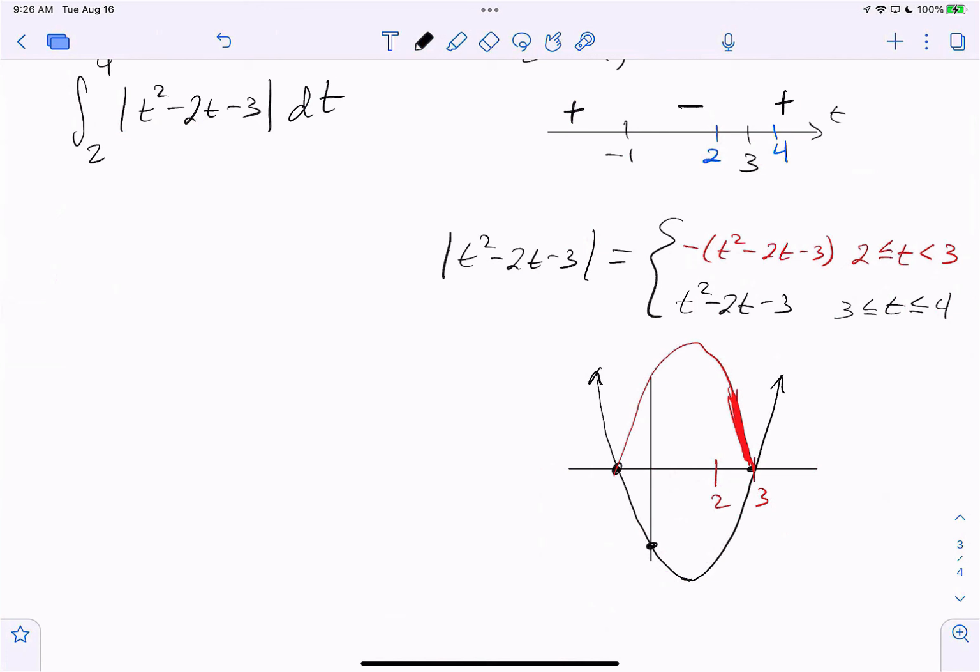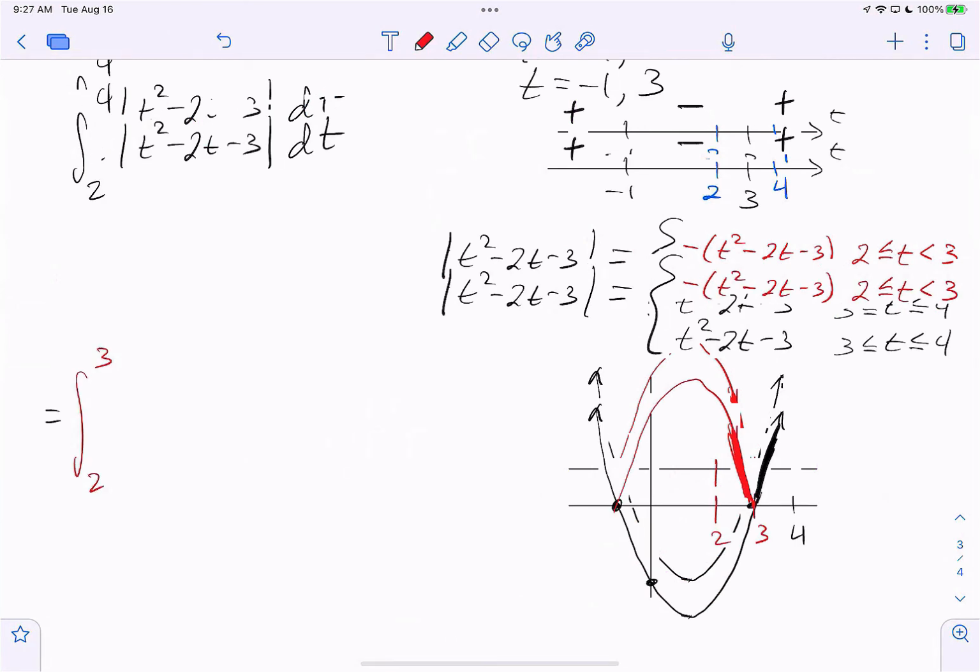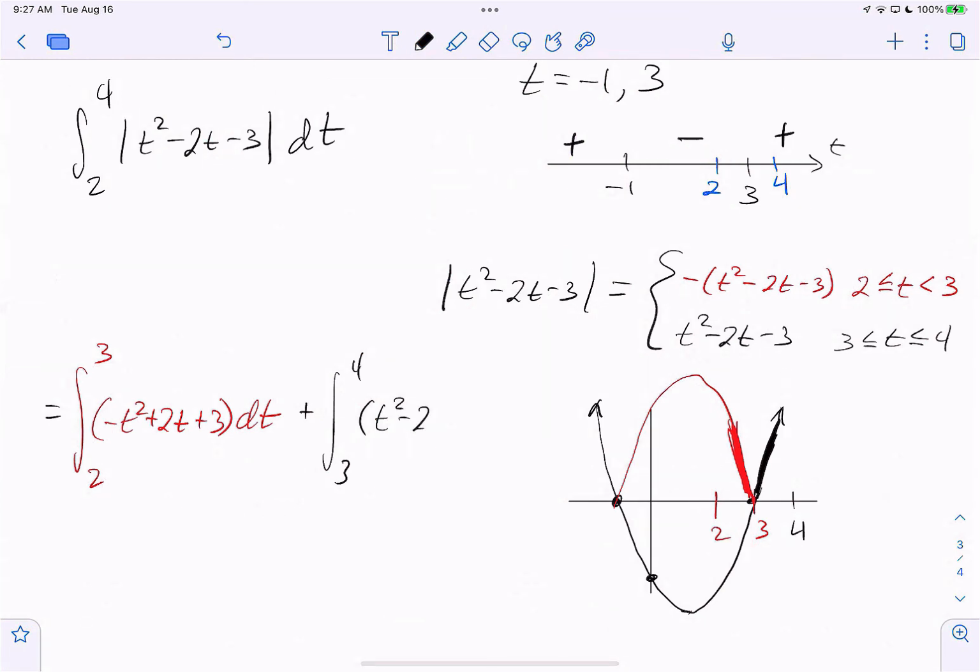One integral is going to go from 2 to 3, and is going to be negative t squared plus 2t plus 3 dt. And then the second one is going to be the integral from 3 to 4. That integrand is going to be t squared minus 2t minus 3 dt. So we'll do all this separately here. Integrating using the power rule and then evaluating for the first integral at 3 and then at 2, and for the second integral at 4 and then at 3, we get 131 thirds or 46.6 repeating meters.